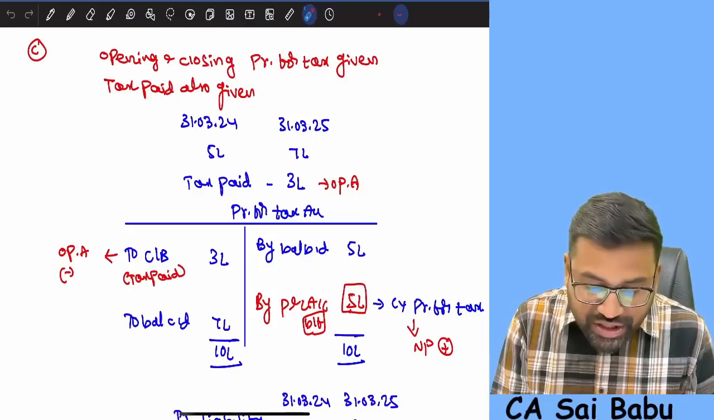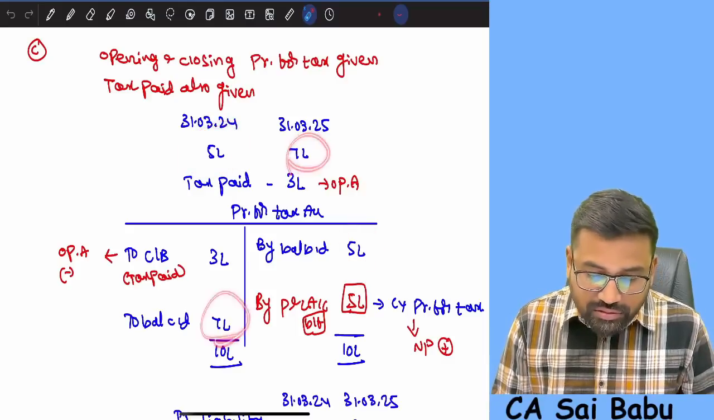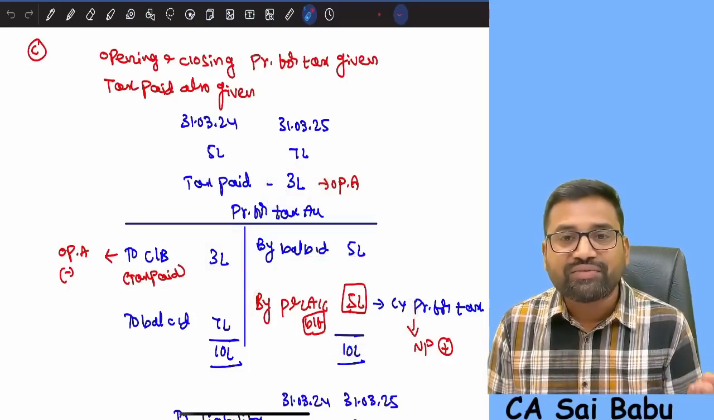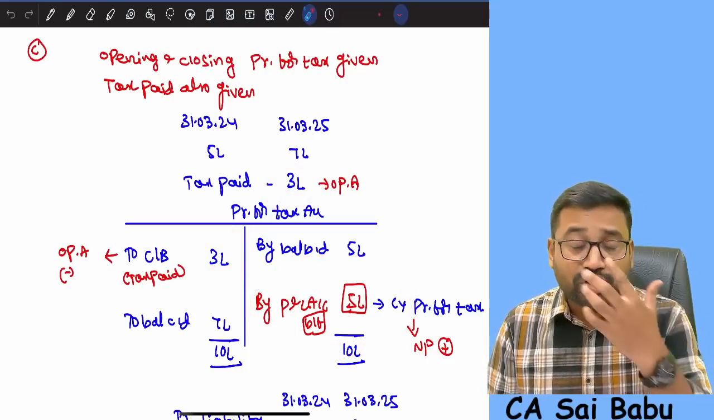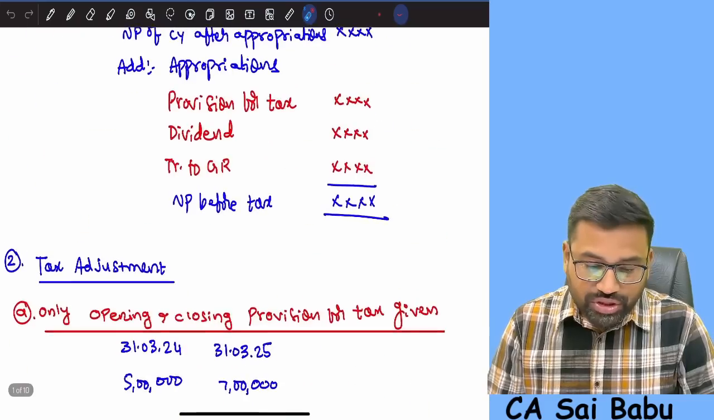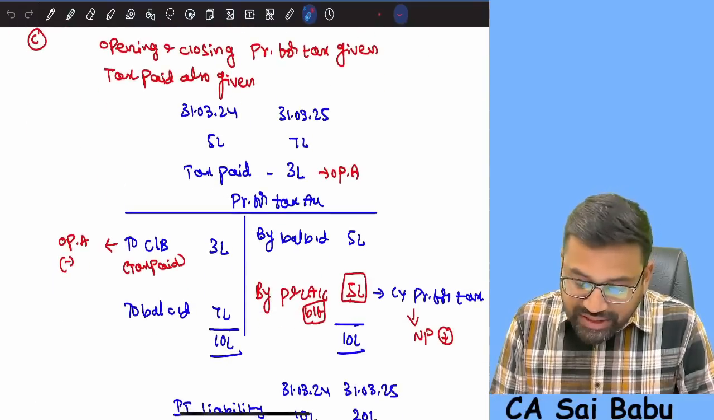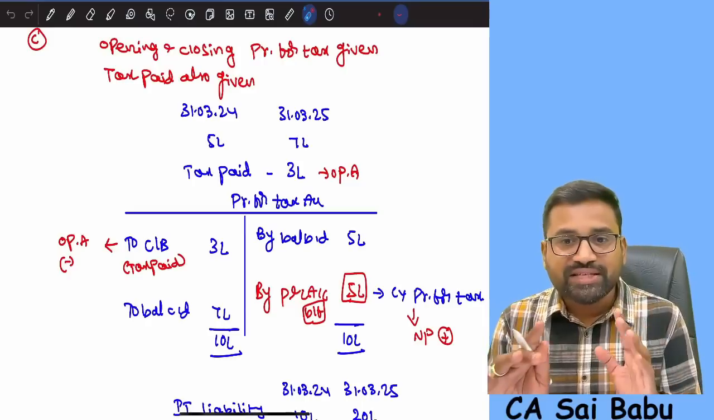Now, in this case, you see, opening provision 5, closing 7, paid 3. So, the balance figure is nothing but provision created from the current year profits. So, when you want to ascertain the net profit before tax, if it is not given in the question, we need to add back provision for tax. In this case, what is the current year provision for tax? We ascertained 5 lakhs. We need to add back. So, 3 cases, very simple cases.